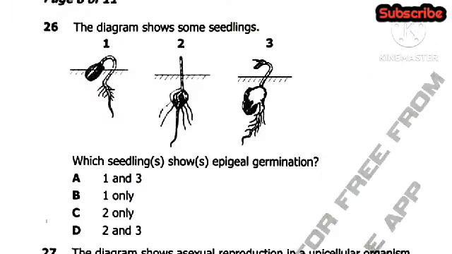26. The diagram shows some seedlings. A seedling is something that is produced by a seed. When a seed develops into something else, it becomes a seedling. Which seedling or seedlings show epigeal germination? By the way, there are two types of germination. We have epigeal, which takes place in dicots or dicotyledonous plants, and we have hypogeal, which takes place in monocots.